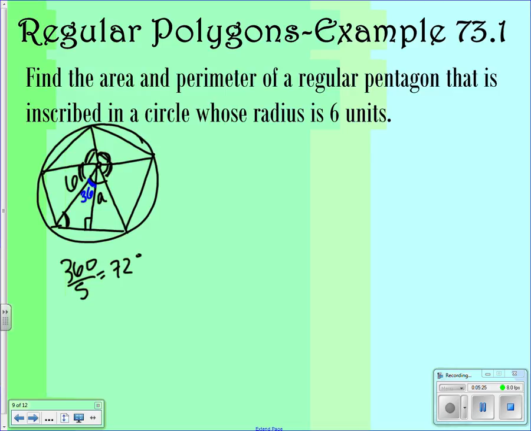And so I can use trig to be able to figure out that value right there. And I can also use trig to find my apothem. So we'll start by finding the x, because we need to find the perimeter before we can find the area. So this x, we would do the sine of 36 is x over 6, and then multiply both sides by 6.